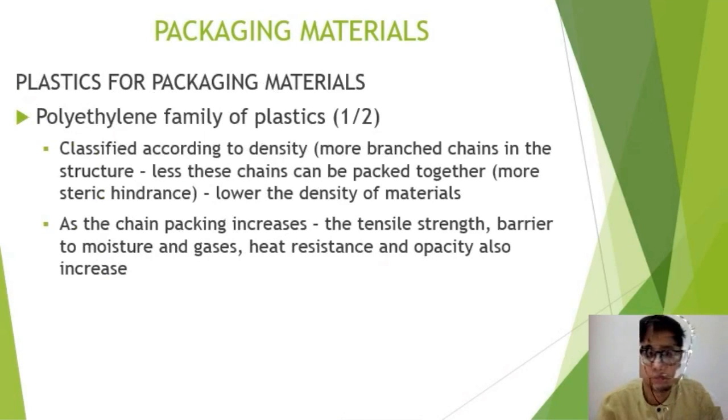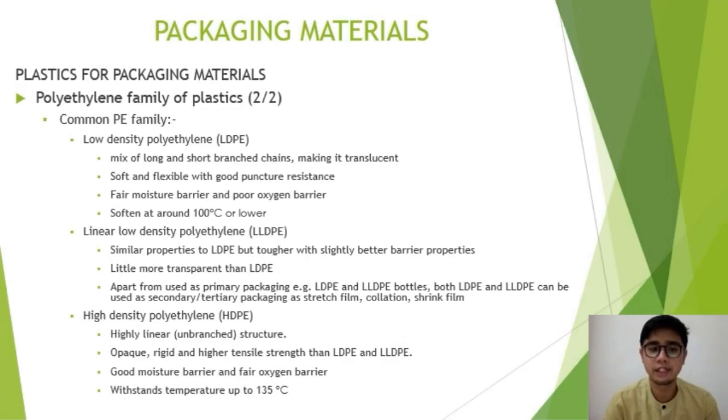There are three common families of polyethylene. The first one is low density polyethylene, LDPE. LDPE has a mix of long and short branch chain, making it semi-transparent or translucent. It is also soft and flexible with good puncture resistance. It also has a fair moisture barrier and poor oxygen barrier, so it is not suitable to pack products that are oxygen sensitive or moisture sensitive. The LDPE also softens at around 100 degrees Celsius or lower.